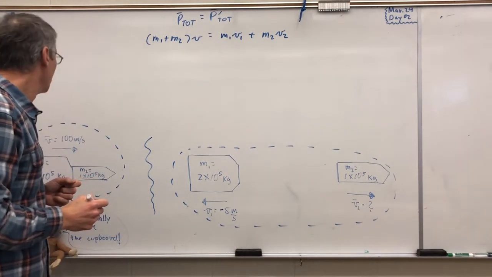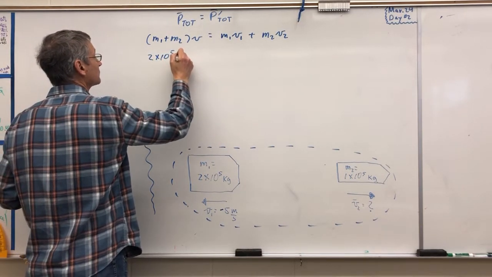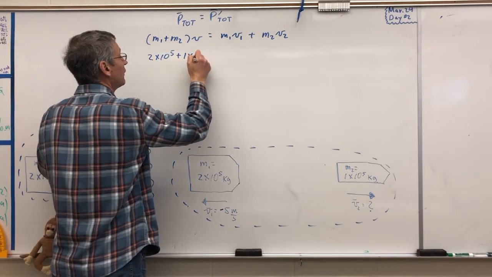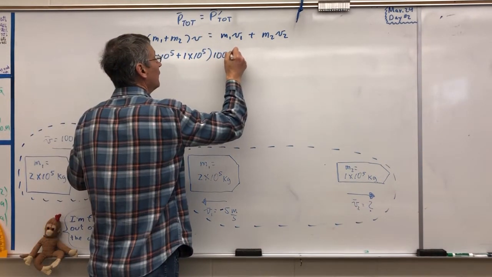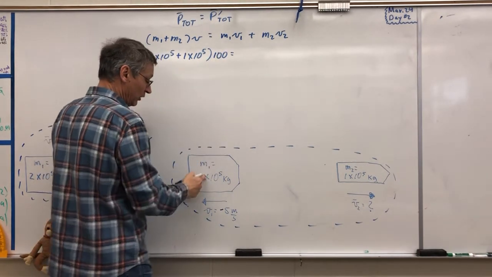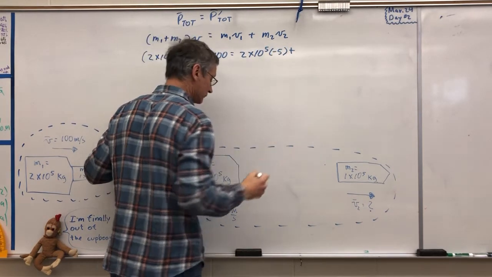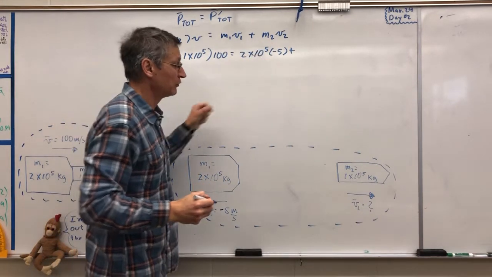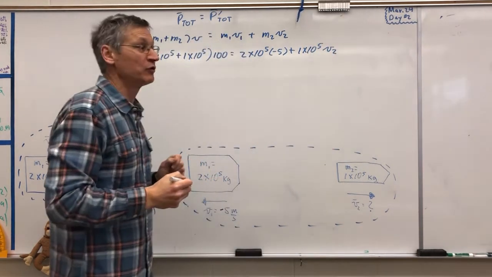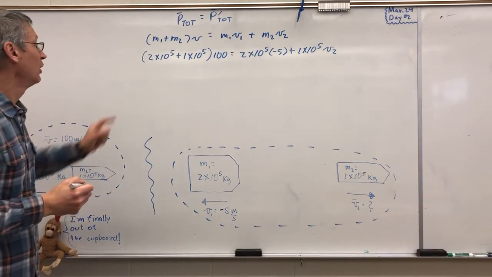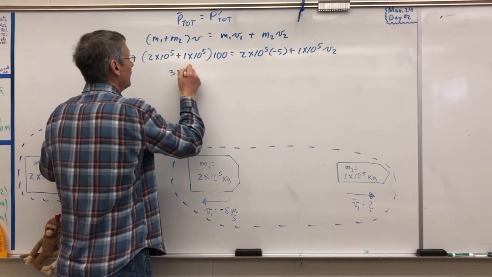Let's substitute in. Okay, m1, 2 times 10 to the 5th, plus m2, 1 times 10 to the 5th, times the velocity, which is 100, and it's equal to m1 times v1, plus m2 times v2. Now what we have to do is solve, not too hard. 2 times 10 to the 5th plus 1 times 10 to the 5th, well, that's just going to be 3 times 10 to the 5th.